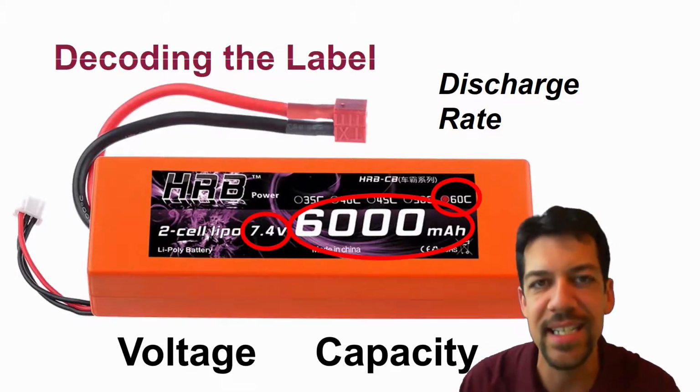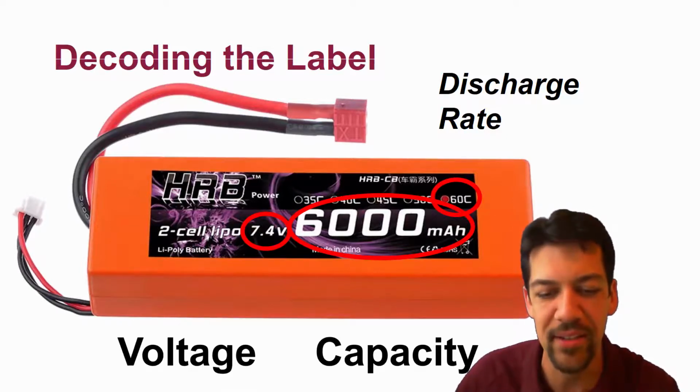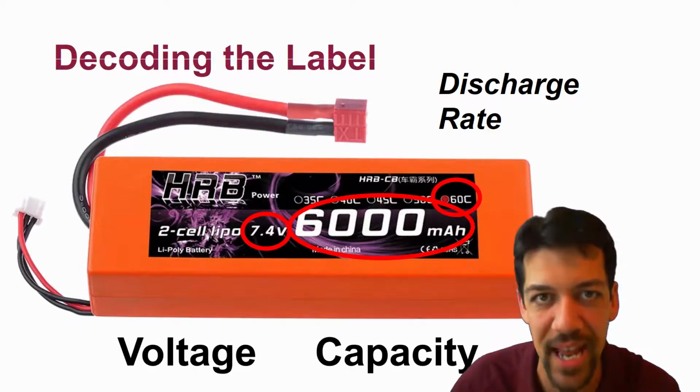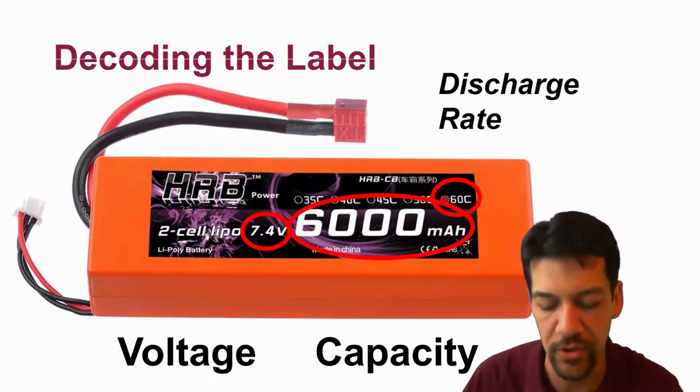And what that 60C means is that it's 60 times the capacity. So if I have 6,000 milliamp hours, 60 times that is what my safe discharge rate is.